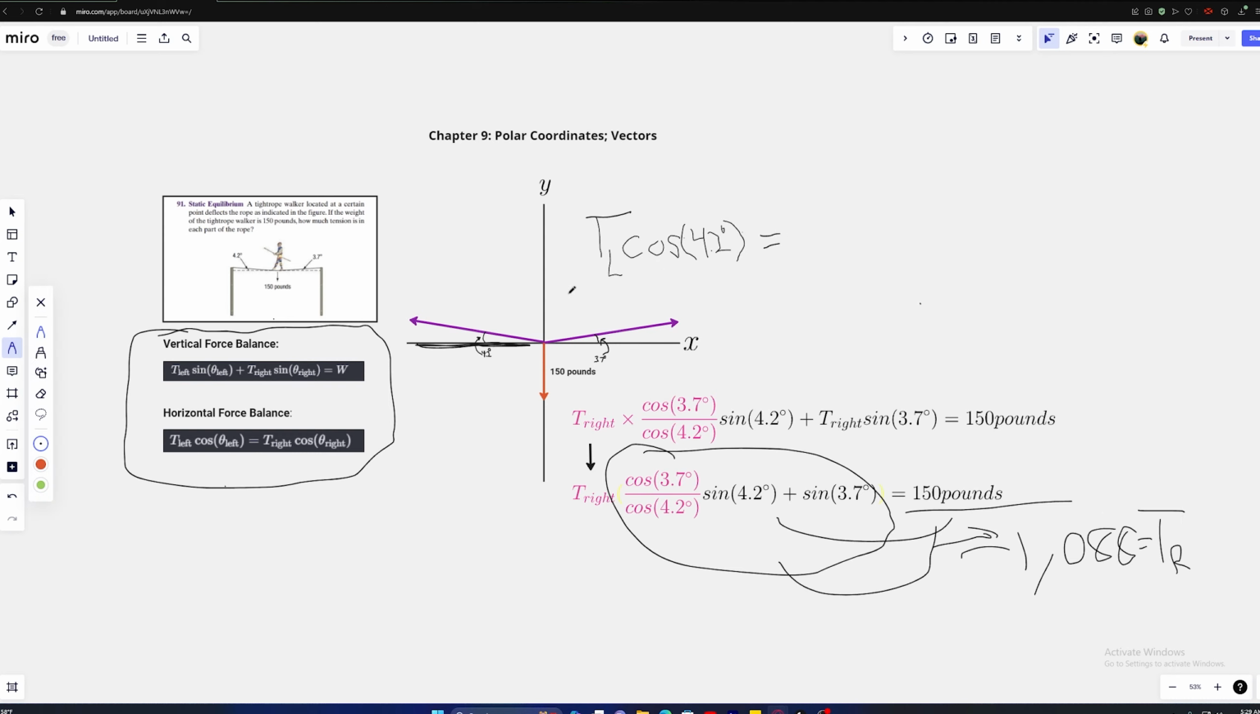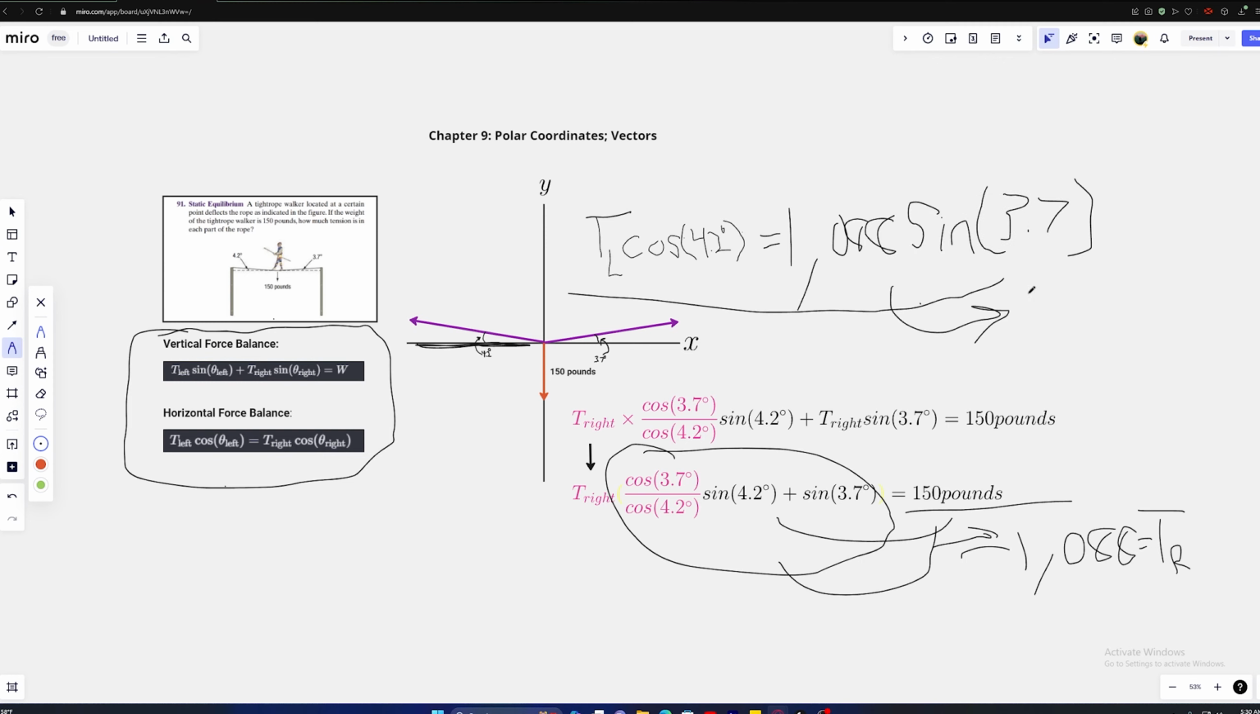Back to the equation up here, back to the vertical force balance. Now we can solve for the tension on the left. Just plug in T to the right times sine 3.7, 1,089. Now those are the two ways to find the tension in each part of the rope. First was the head to tail method. This one is using substitution.